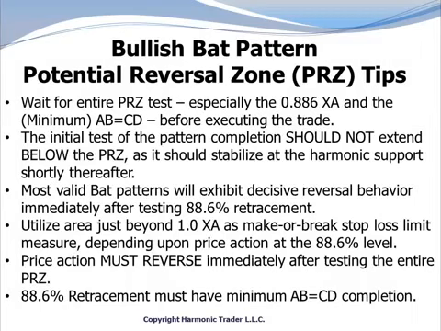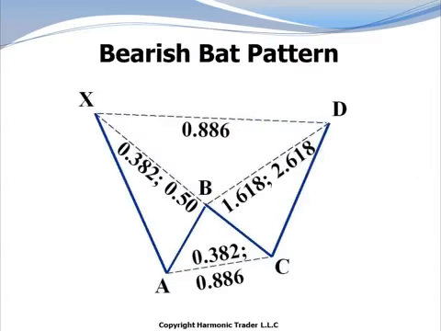We want to utilize the area just beyond the 1.0 XA measurement as the make-or-break stop loss limit measure. Again, this depends upon the price action at the .886 level, but anything beyond the 1.0 will invalidate the structure. Price action must reverse immediately after testing this PRZ. Also remember, the .886 retracement must have that minimum ABCD completion. Can't stress that enough.